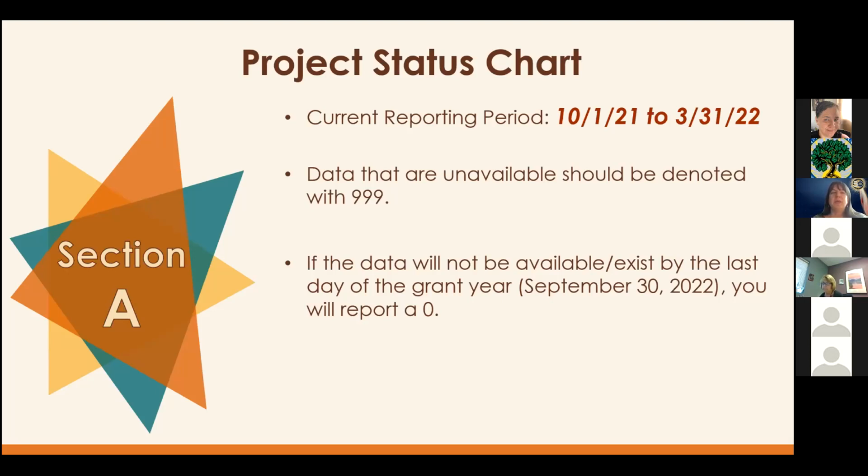Here in section A, we get a little bit more detailed about reporting on data that may not currently be available. So in section A, in your project status charts, data that are unavailable now, but will be before the end of the project period, the September, should be noted as a 999 in that project status chart. Data that are unavailable now, but will not be available right before the end of the project year is noted as 0. Okay, so a 0 is only reported for that measure if it does not exist for this project year.